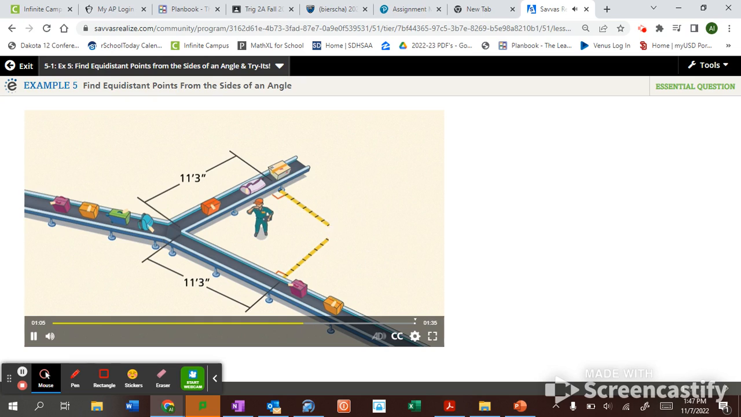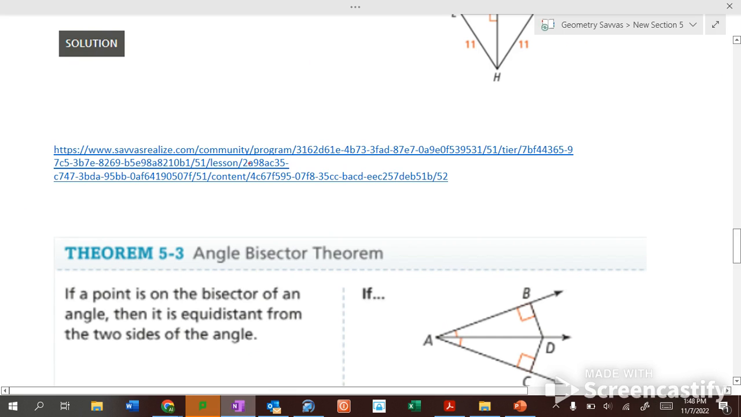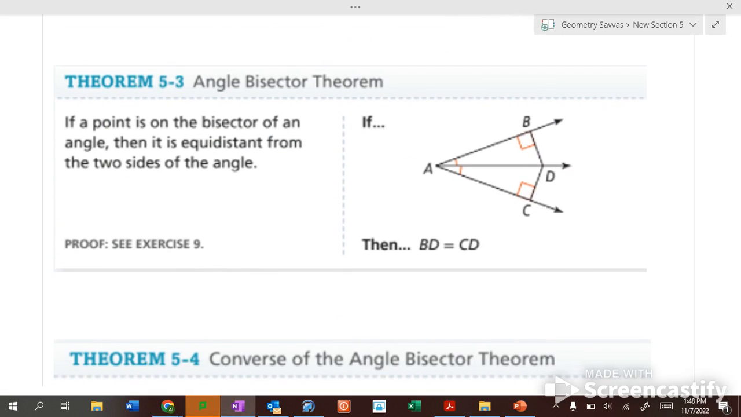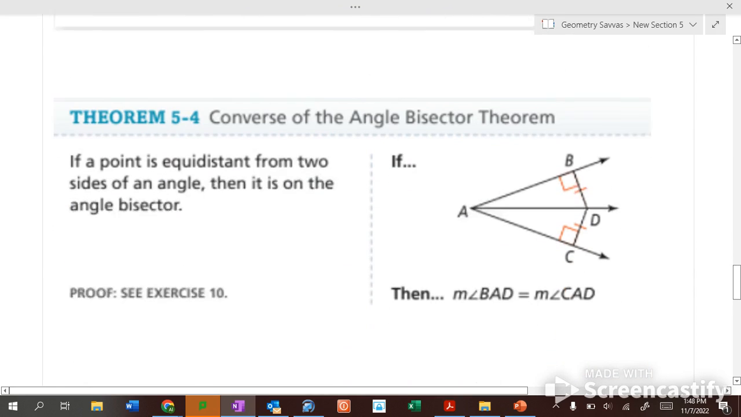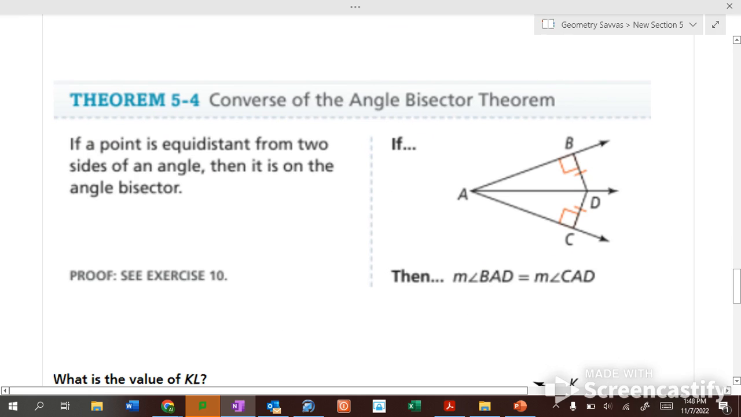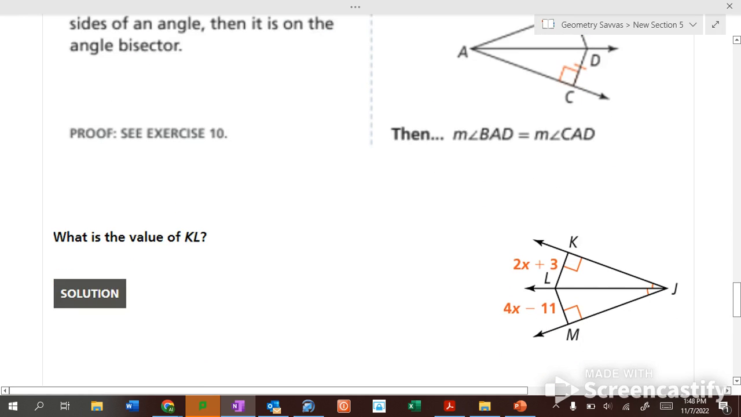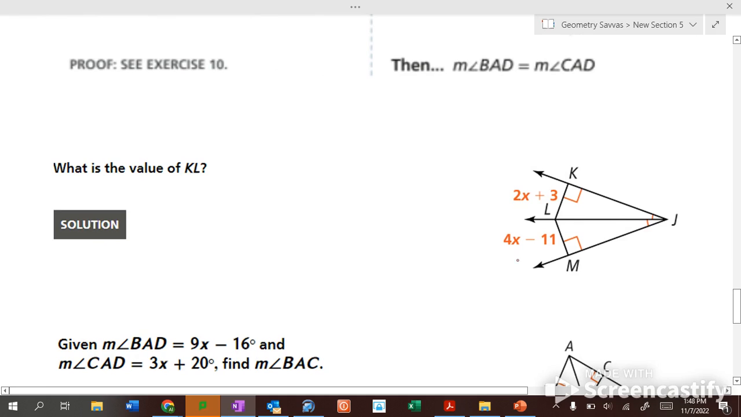All right, enough of seeing that guy and all the lines that he's on. Okay? So if a point is on the bisector of an angle, it's equidistant from the two sides, like we had in the problem. Or if a point is equidistant from two sides of the angle, then it's on the angle bisector.